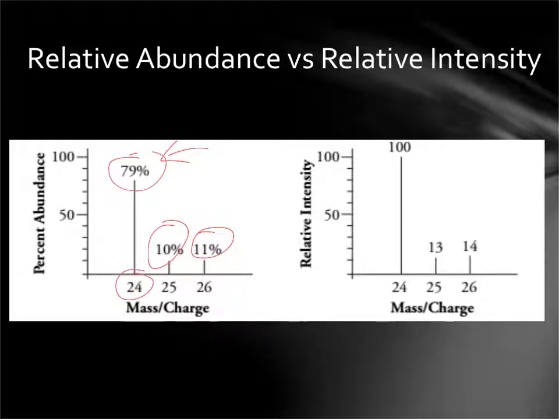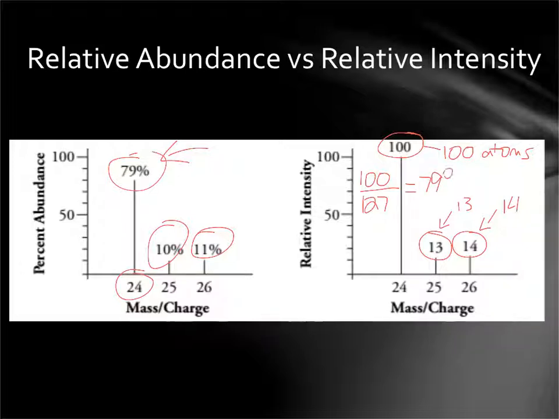Over here, think of these just like sets. Say, for example, I had 100 atoms in my sample that would be mass 24, and then 13 atoms would have a mass of 25, and 14 of them would have a mass of 26. If I wanted to determine my percentages from my intensity, I'm just going to say I had 100 atoms that were mass 24 out of 100 plus 13 plus 14, that's 127 total, and I would end back up with 79%.